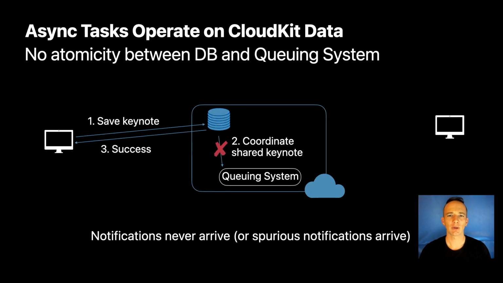Let's look again at the keynote sharing example. We saw that the first step was to modify the database. But what happens if we commit the database changes, return success to the client, and then fail to enqueue the task? Well, no one will know about my keynote. If we try to handle this scenario by first enqueuing the task and then committing the changes, then notification might be sent to my teammates, but the database commit might fail or just be really slow, so that when my teammates try to access the database, their request is denied.